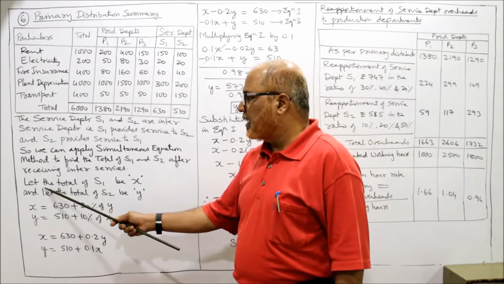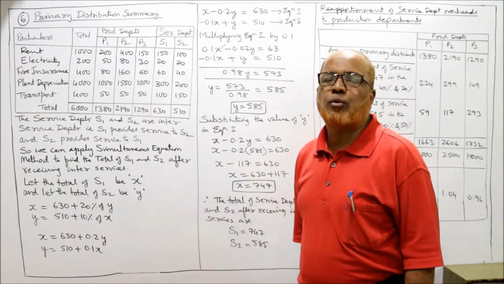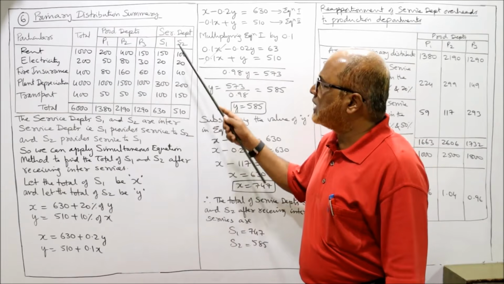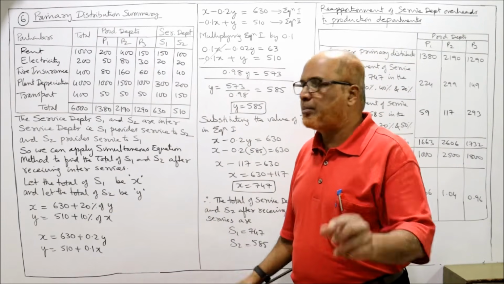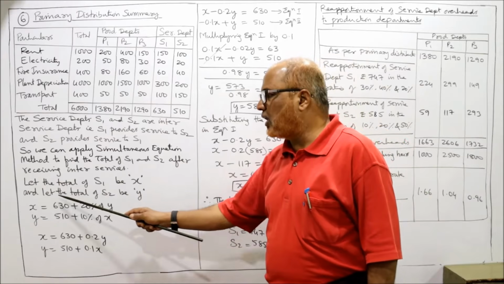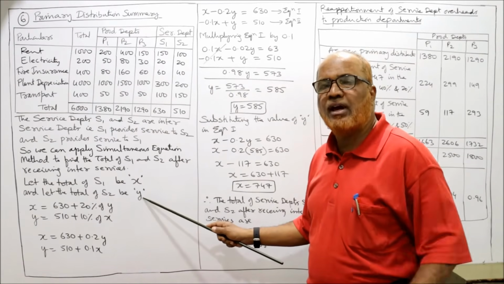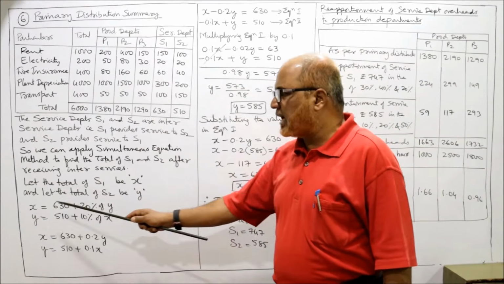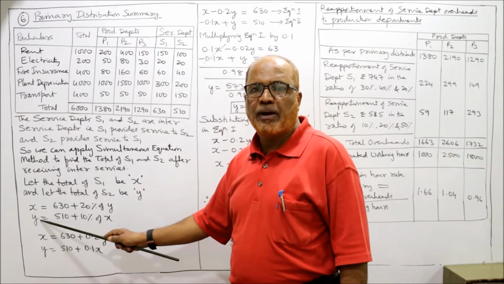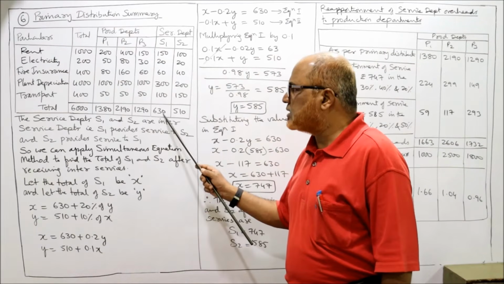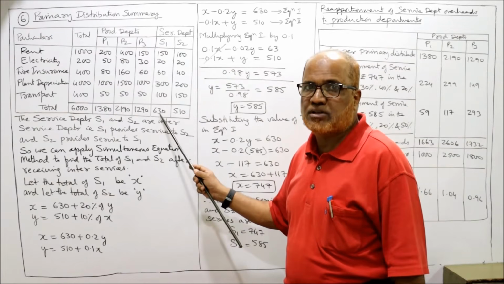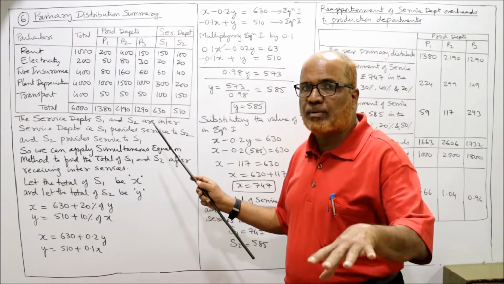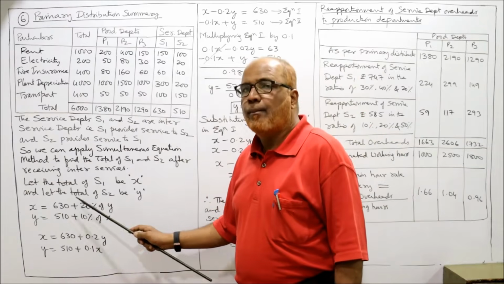उसके लिए क्या करेंगे? Let the total of S1 be X. Suppose करेंगे. Let the total of S1 be X. And the total of S2 will be Y. We have supposed. Now what is X? Total of S1 department. S1 department का total 630 है. Without receiving service from other service department, 630 plus.